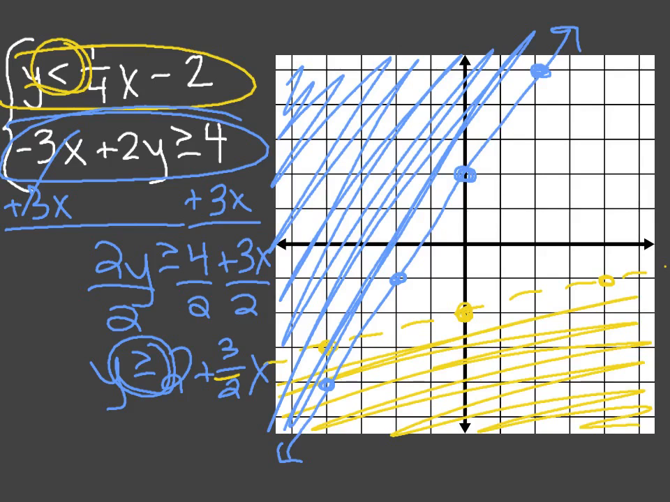And right here in this triangle of space is the area where the yellow and the blue shadings overlapped. So that is my solution set. Everywhere else does not count as a solution. Only that pink triangle there, because that's where both solution sets overlap.